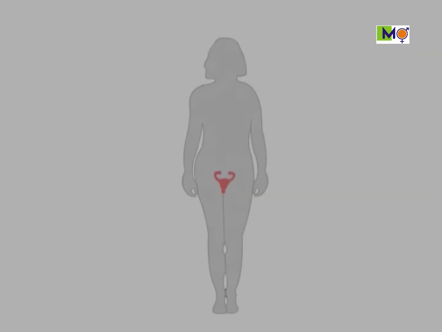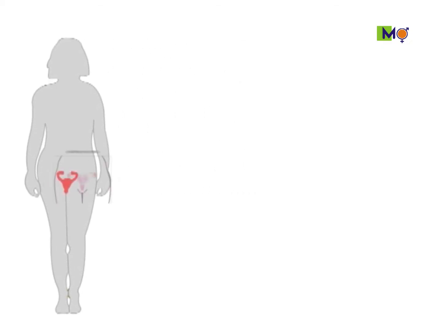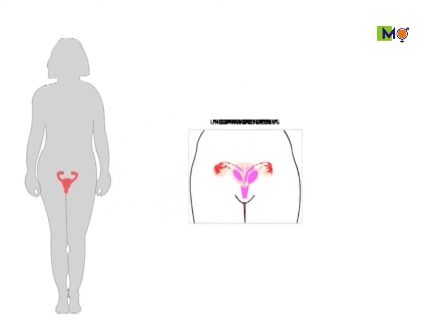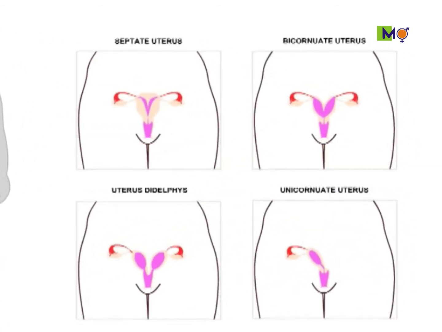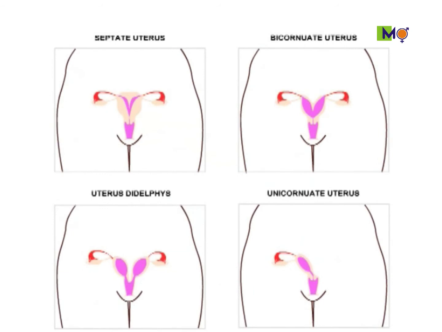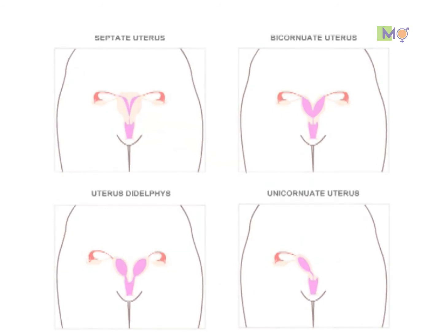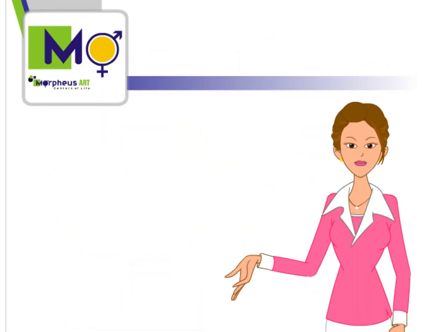Uterine anomalies. The various abnormalities of womb, like presence of septum, presence of abnormal or double wombs, can lead to difficulty in getting pregnant and also cause higher incidence of miscarriage.